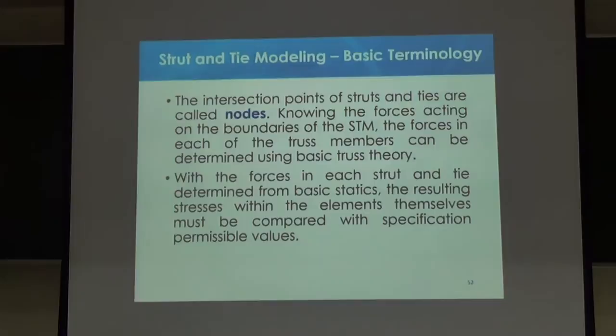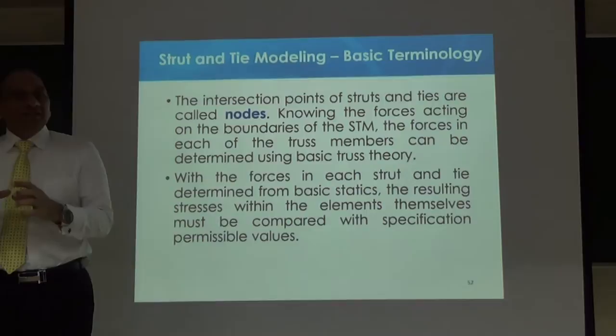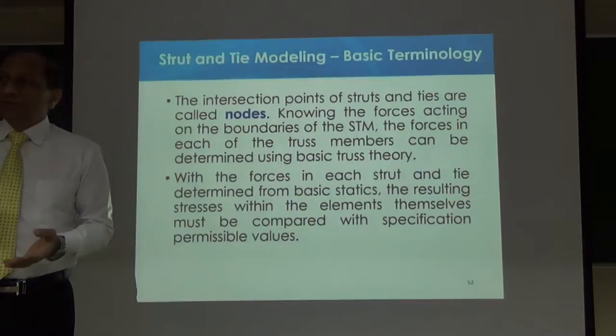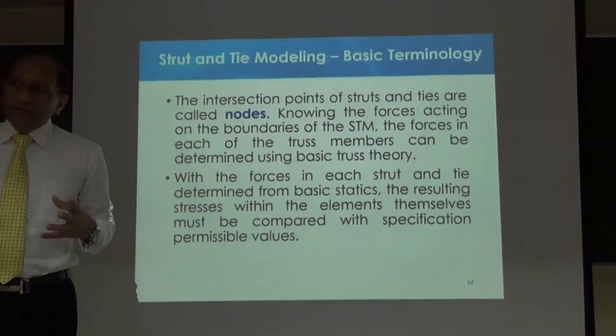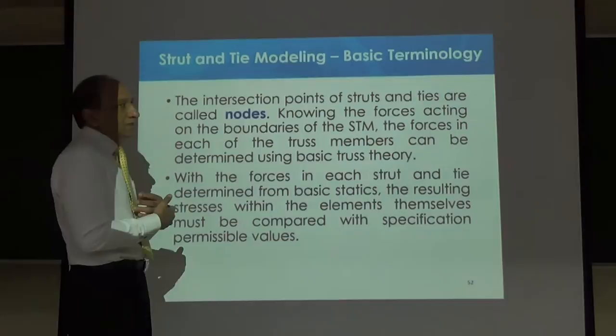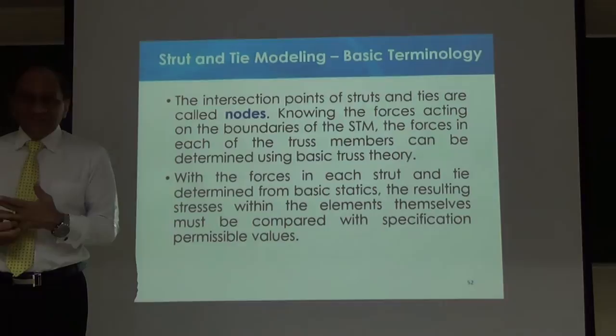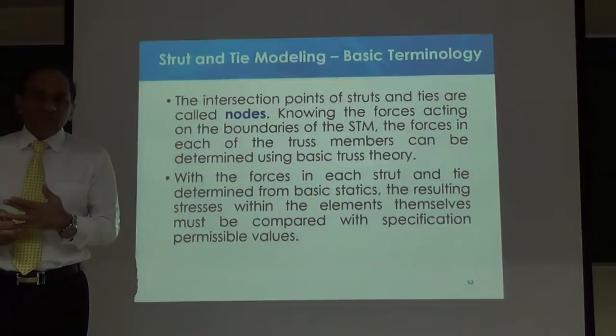And the important thing is nodes, because just like joints in a truss, when you design a truss, you have to design three things. You have to design tension members, you have to design compression members, and you have to design joints. And fourth is the supports. So same way, when we design concrete structures using the strut and tie technology, we also have to design four items: the tension ties, compression struts, nodes, which are the connections or joints, and the support system. So we will look into them one by one.